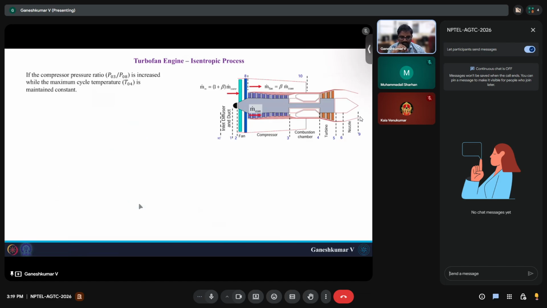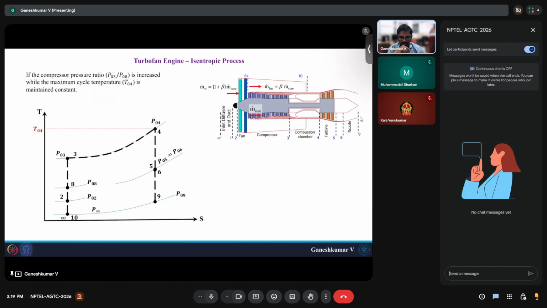And if you increase the pressure ratio, how this will change is, if you keep the TT4 same, then you will end up having a higher pressure ratio from P03 to P03 dash. But what is also true is since TT4 is the same, the amount of fuel that you add is less. So if you increase the pressure ratio, fuel addition will be lower, and hence the thermal efficiency will be higher. So the amount of fuel will be less, and you will be able to expand it in this way.